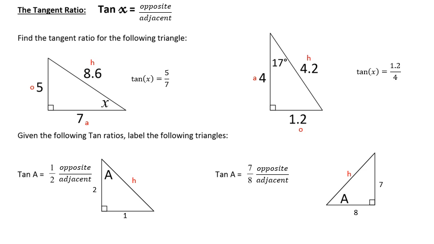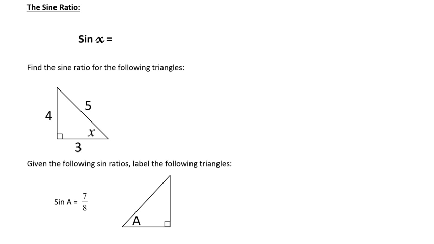So depending on which pair of sides we want to deal with, we pick different ratios. So the second set of ratios we're going to look at are the sine ratios. So sine is equal to opposite over hypotenuse. So where tan had a ratio comparing adjacent and opposite, sine is opposite and hypotenuse. But we solve the problems the same way. So we label our triangles, and then we know which side is the opposite, which side is the hypotenuse, and we go from there.